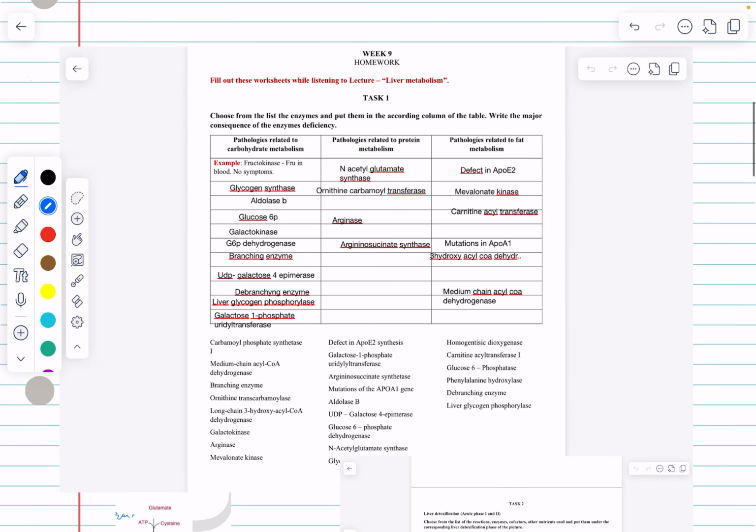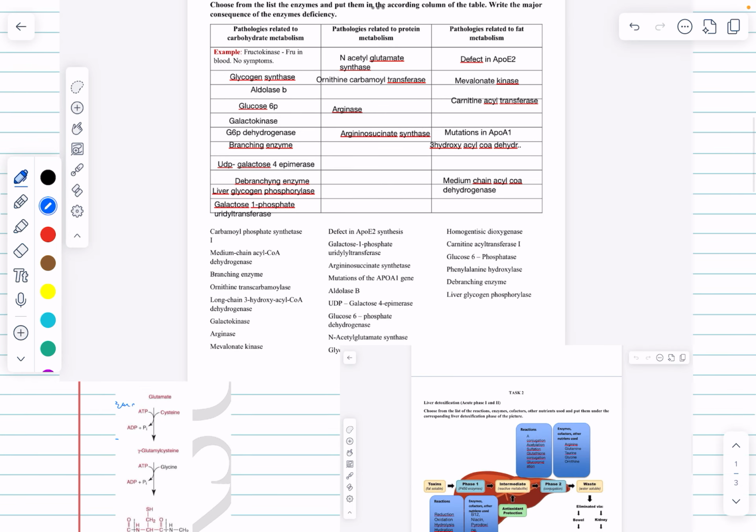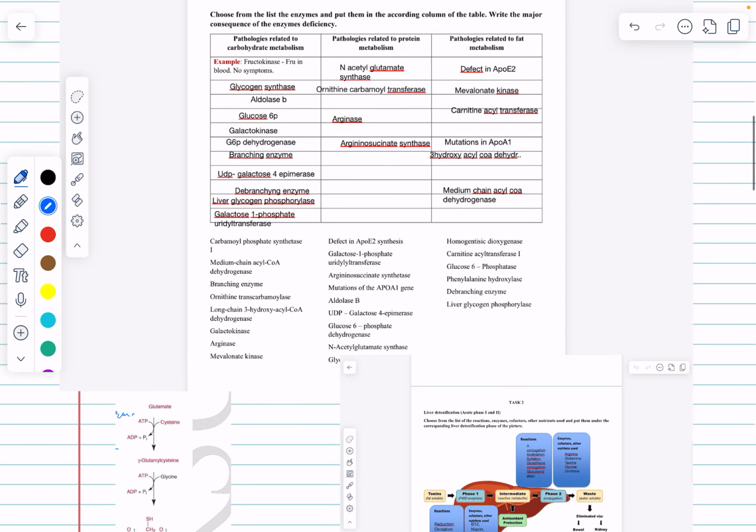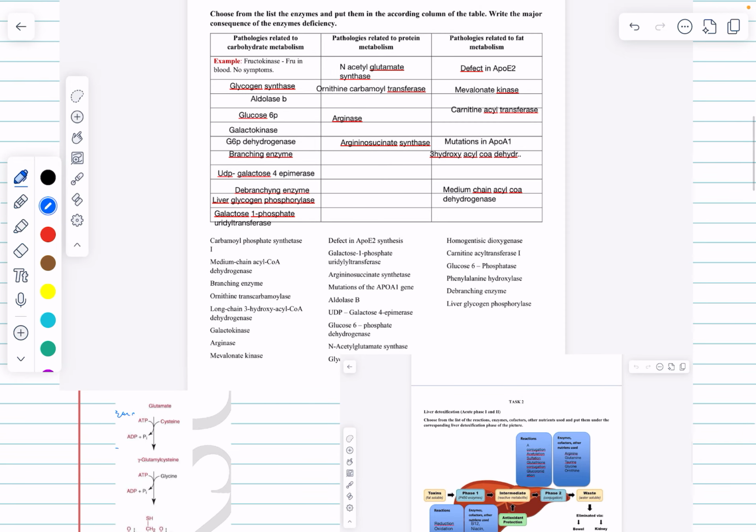So this was just like, I can't really tell you guys so much about this, because I think this is just recognizing the enzymes and relating them to each metabolism. And I also know that maybe I've missed some of these enzymes as well, but the main idea is to at least cover most of them all.